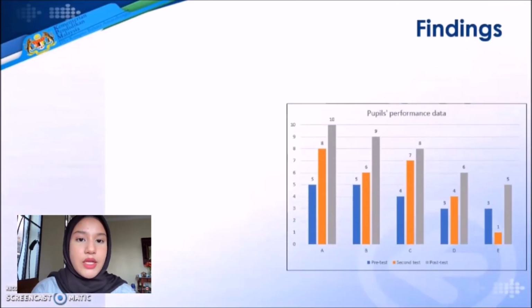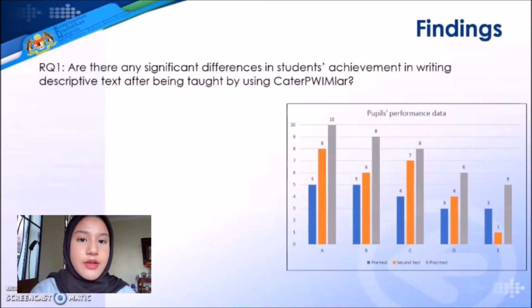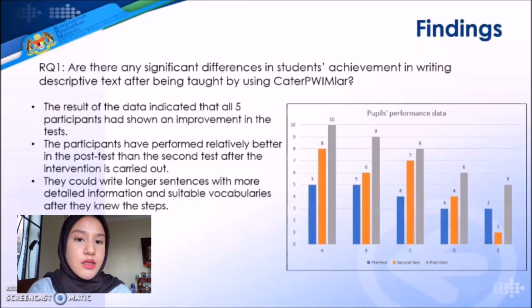Next would be the findings. The findings of the research will focus on answering the 2 research questions mentioned earlier. To address the first research question, students' performance data is collected. Students' performance data is the marks gathered and recorded before and after Caterpillar is conducted.